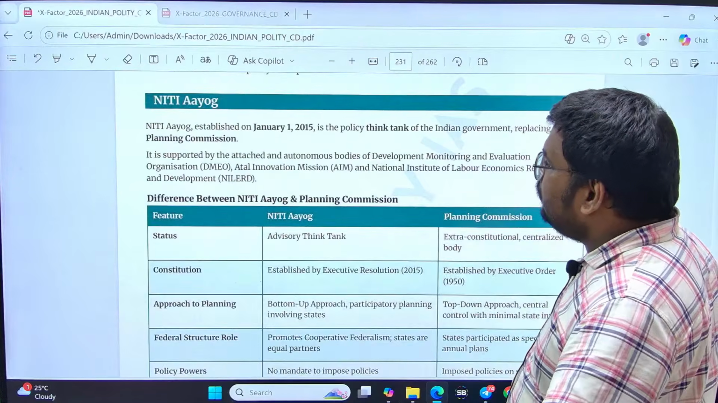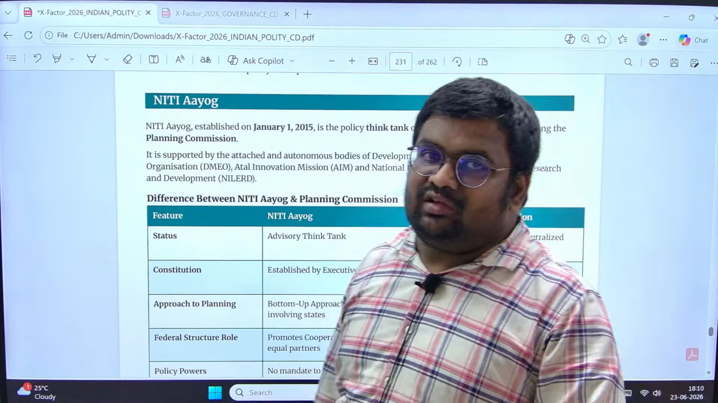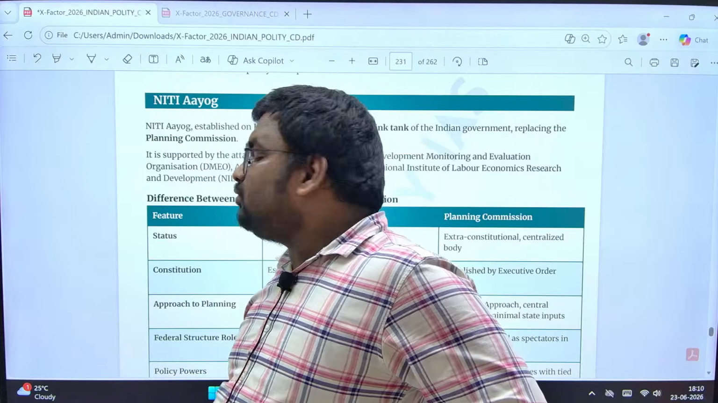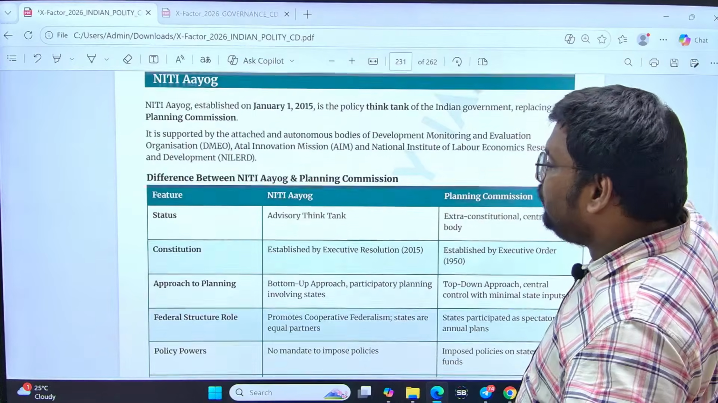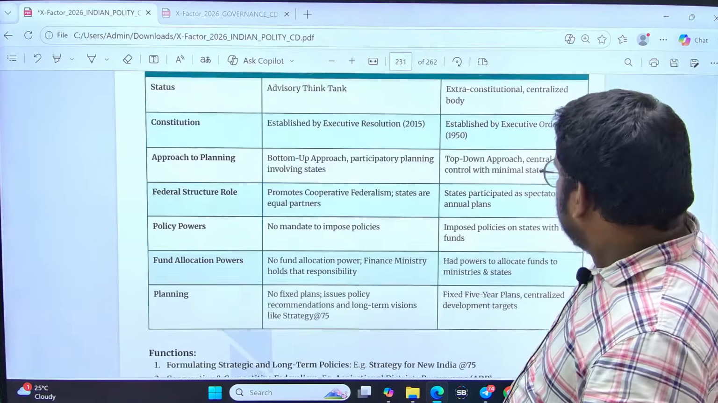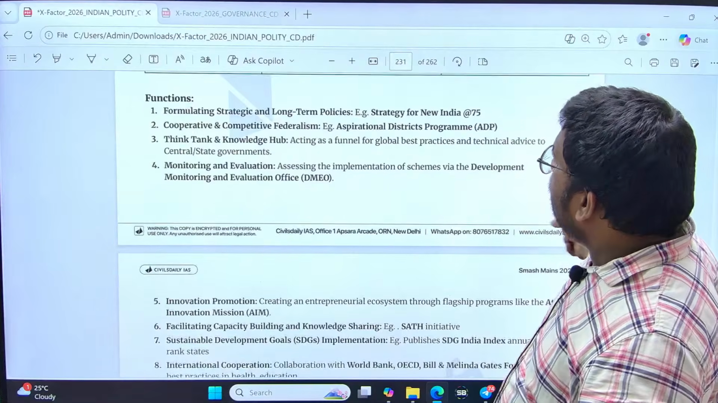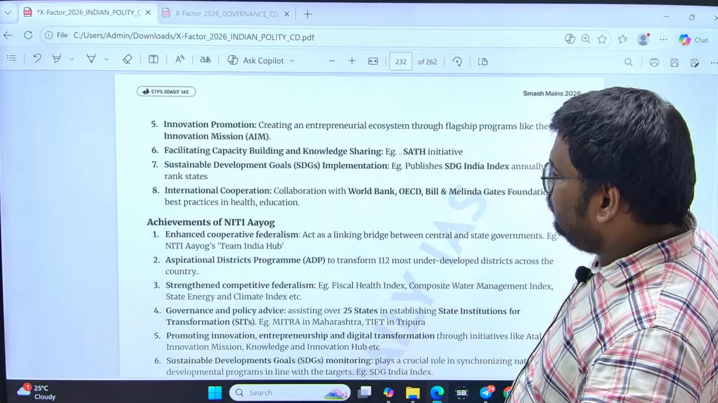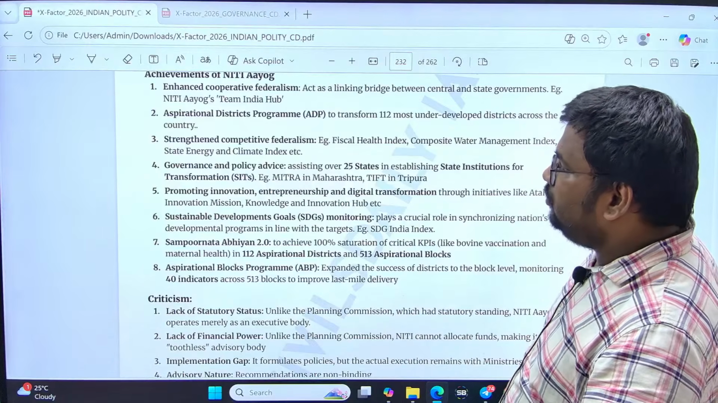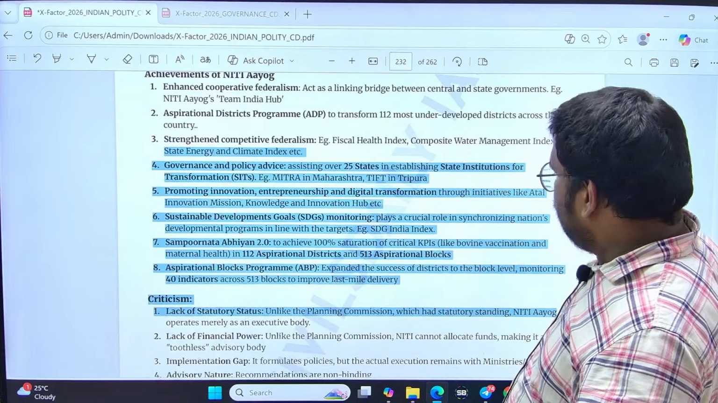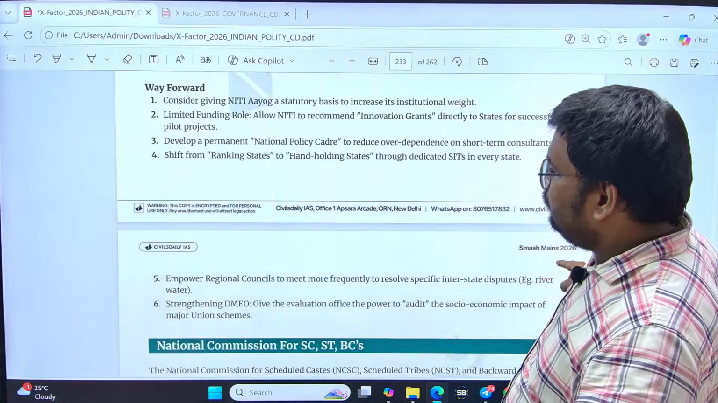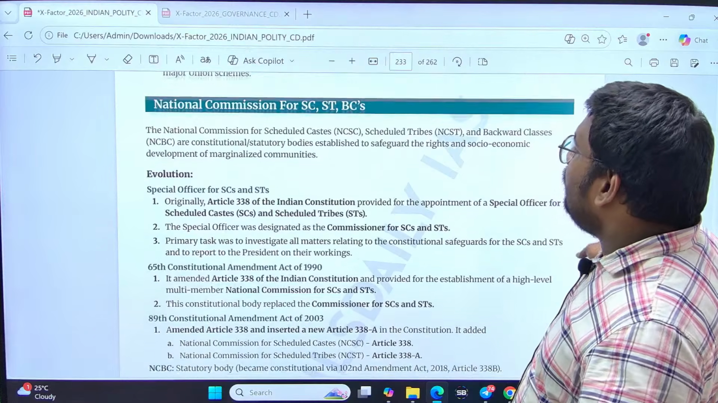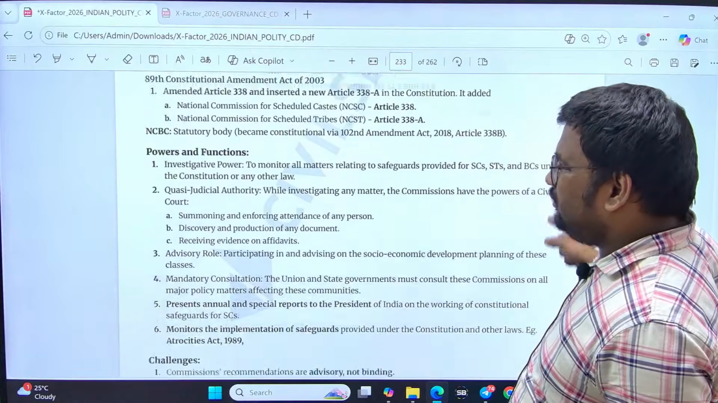NITI Aayog, now last year NITI Aayog completed 10 years, so this year you can expect a question on NITI Aayog. Okay, so NITI Aayog and Planning Commission, this difference has already been asked, it can be asked again. Then functions, again every function has been substantiated with an example. Achievements of NITI Aayog, okay, criticism, way forward. Okay, similarly National Commission for SC, ST and backward classes, okay, same.